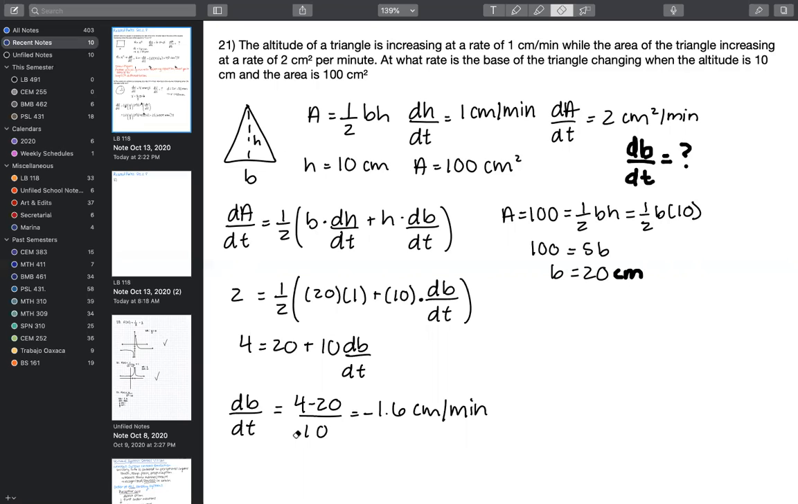Wait, how did you get the derivative dH/dt as 1 again? So that was given to us in the context of the problem. Oh, okay, so the altitude is h, to reiterate. Yep, this first sentence here. Any other questions?